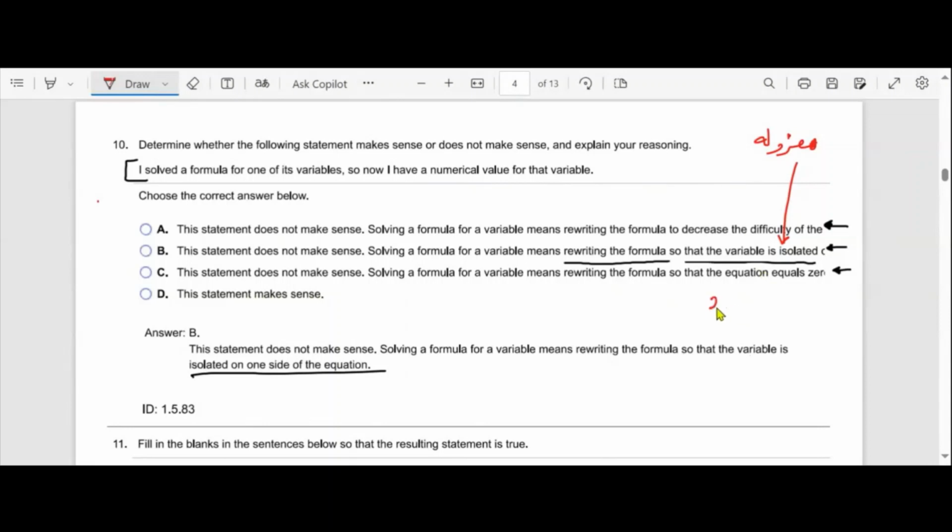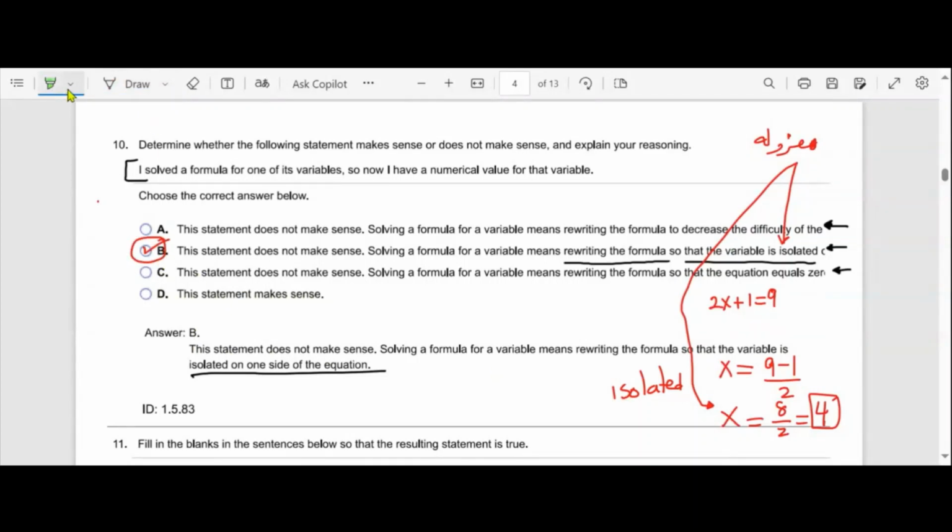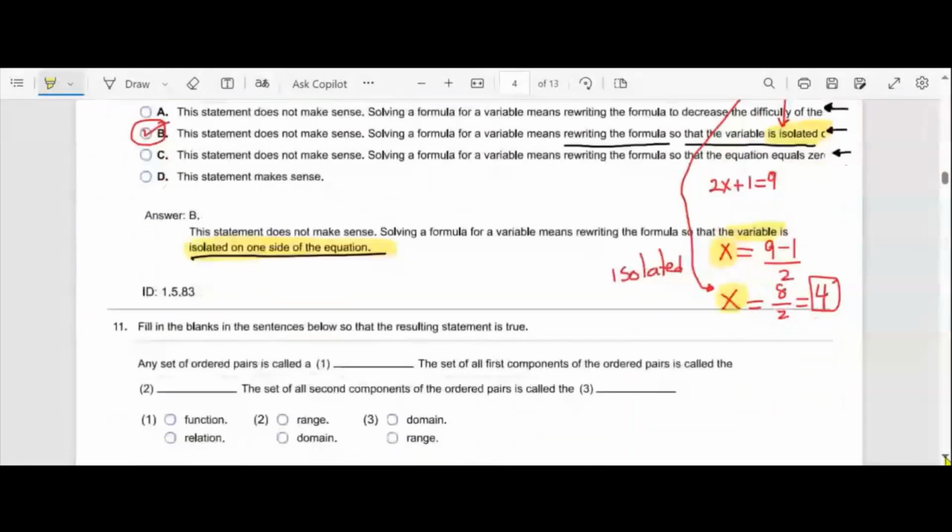So when you have something like 2x plus 1 equals, for example, 9, what should I do? I need to isolate x. So x at the end will be 9 minus 1 over 2, which is 8 over 2. So I'm isolating what? Is this clear? Yes. So your answer here will be B. The key word here is isolate. What do I isolate? Isolate the variable. All right. Let's go to number 11.